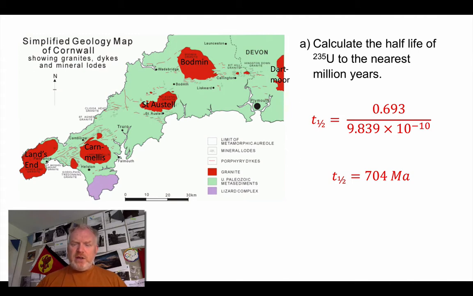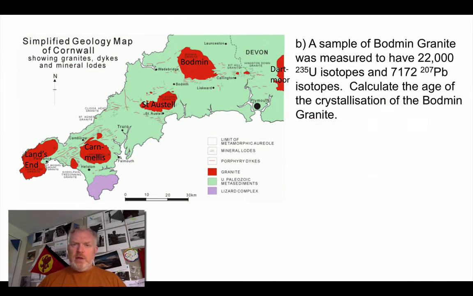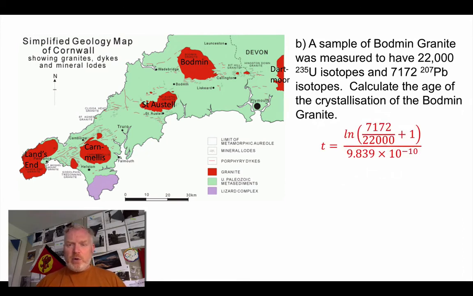Now once we know the half-life, we can see that this technique is actually really useful in terms of dating most geological events. You know, it's long but not massively long. If we look at the Bodmin Granite itself, we've got a ratio there that's been measured, the parent of 22,000 isotopes, the daughter of 7,172 isotopes. If we put that into our equation, so we're just substituting numbers.